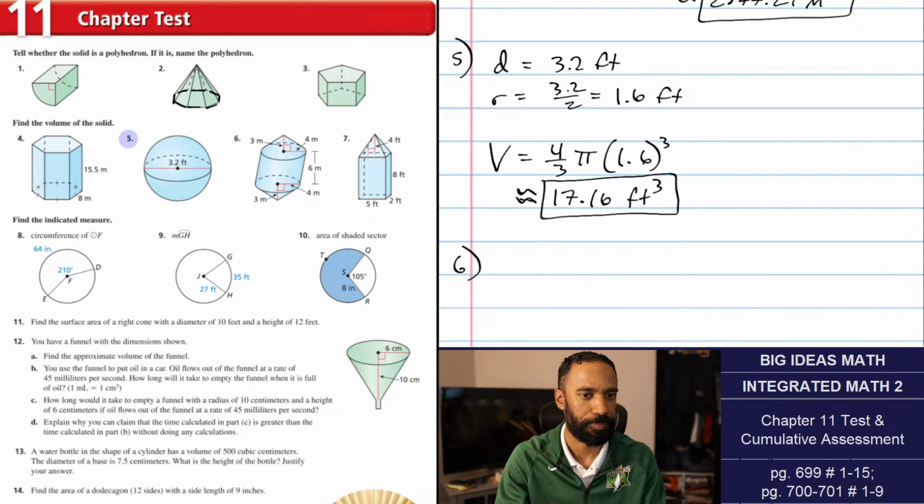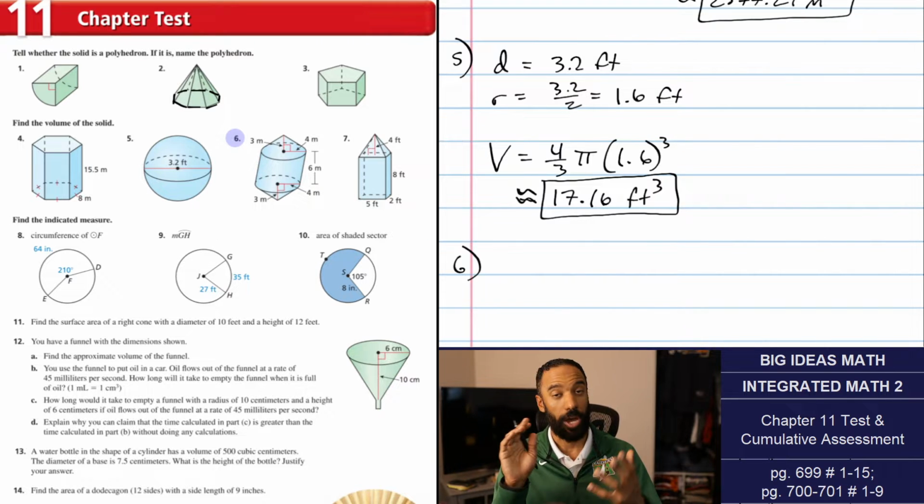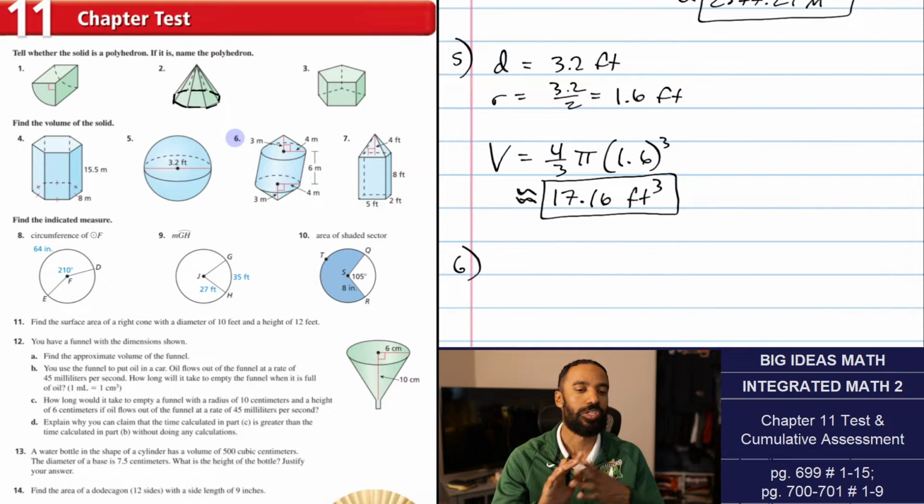Number 6. We have a composite solid. Number 7 will be also a composite solid. And this has 2 cones on top and bottom, both congruent, I suppose. So whatever the volume of one of the cones is, we'll go ahead and double it.